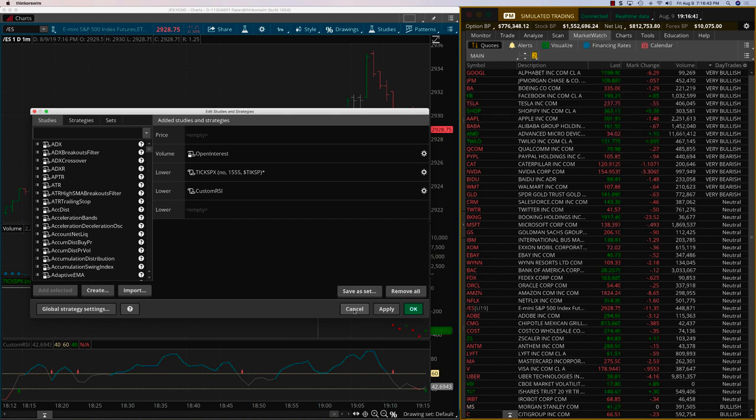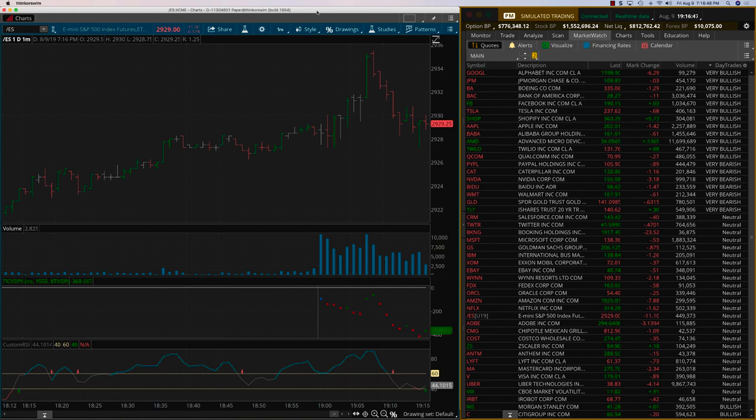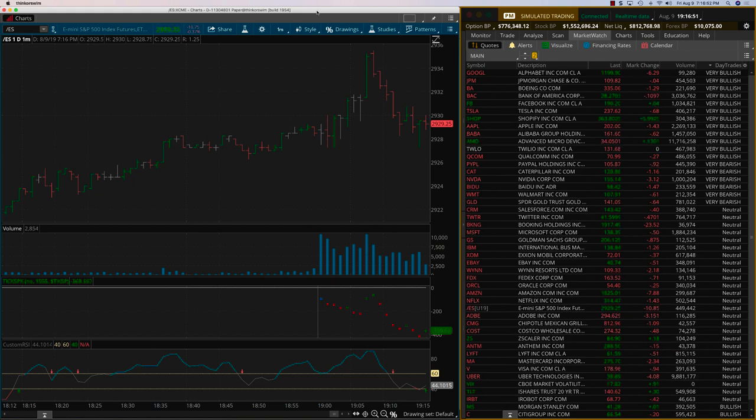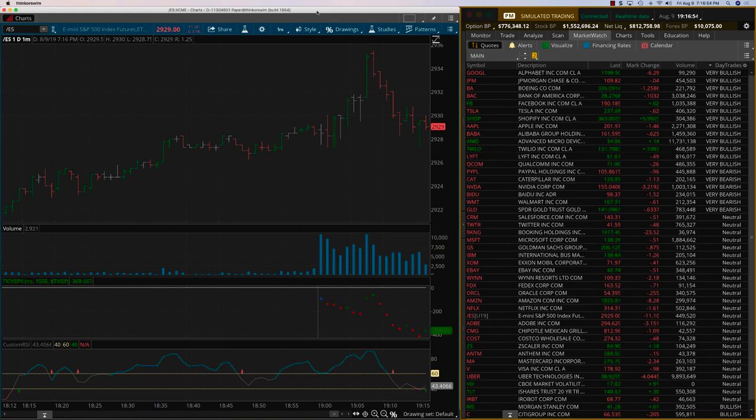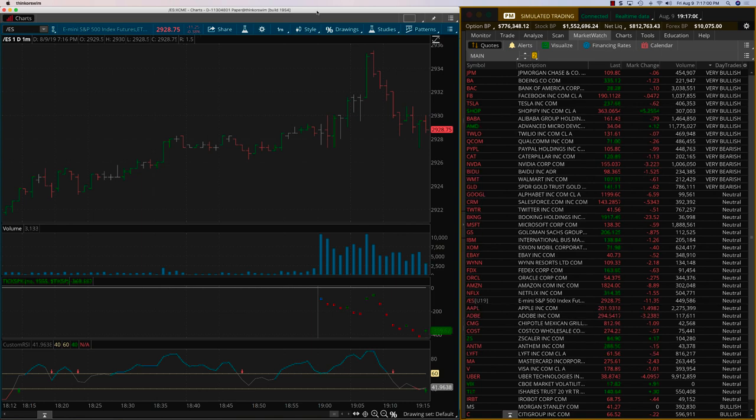In general, I prefer the tick SP because it has the broadest market information. And of course, the SPX options are the best options among all the indices, so they would be the best options to trade. Okay. So here we go. Negative 369 on the 1 minute chart.